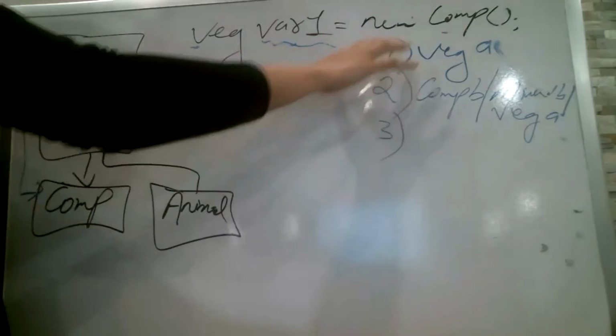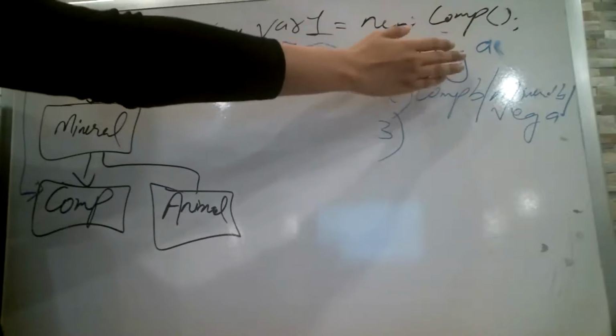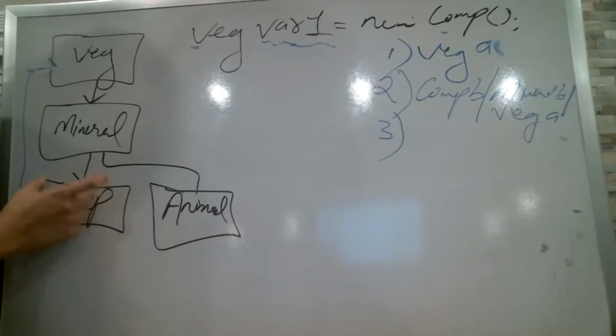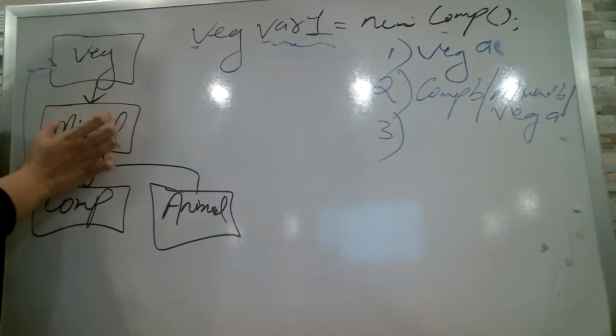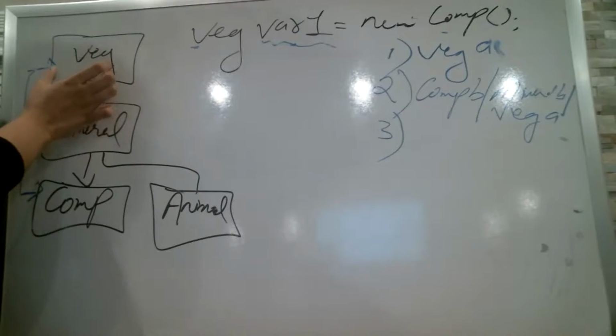Okay, so after confirming with computer, if computer doesn't have it, you will now take a look at your hierarchy. If computer doesn't have it, you're asking mineral. If mineral doesn't have it, you are asking vegetable. It's like this.